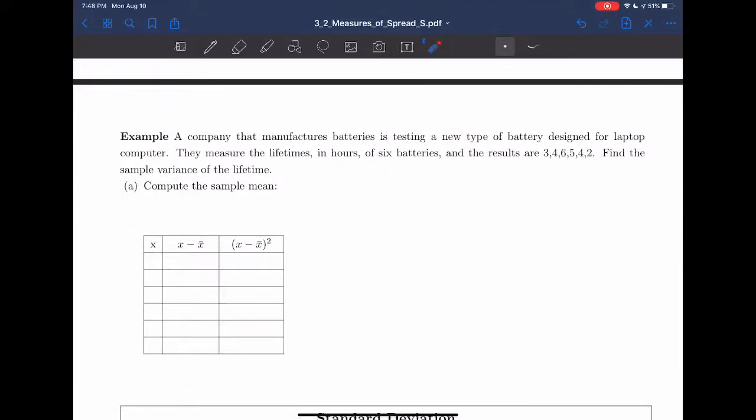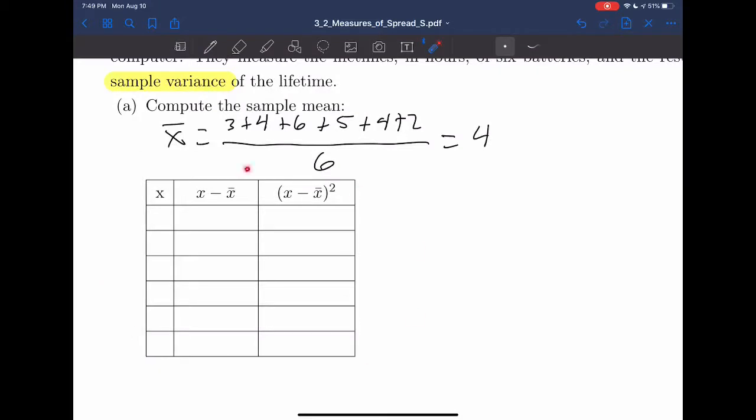A company that manufactures batteries is testing a new type of battery designed for a laptop computer. They measure the lifetime in hours of 6 batteries, and the results are these. So we want to find the sample variance of the lifetime. Since we are dealing with a sample variance, our formula is going to be a little bit different. The first thing you want to do is compute our sample mean. Since this is a sample mean, we're going to denote it as x bar. So this is just taking the sum of all of our data values and dividing by 6. And this is 4. So I made this chart to make it a little bit easier.